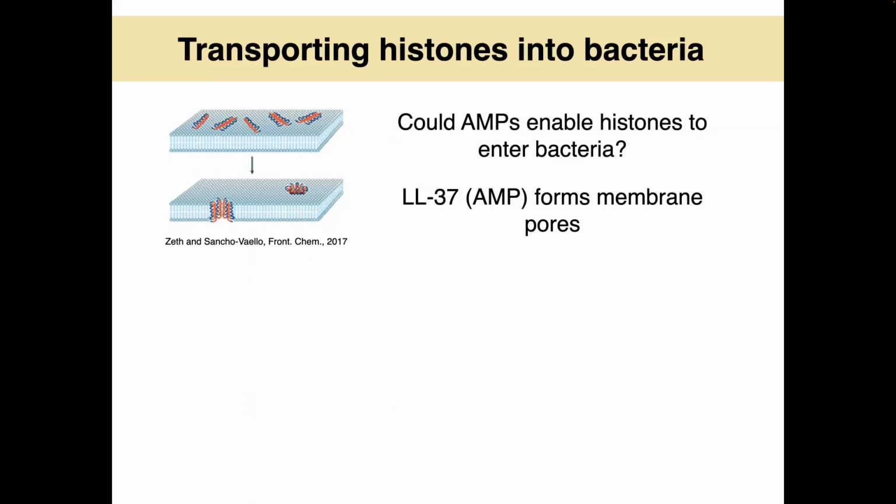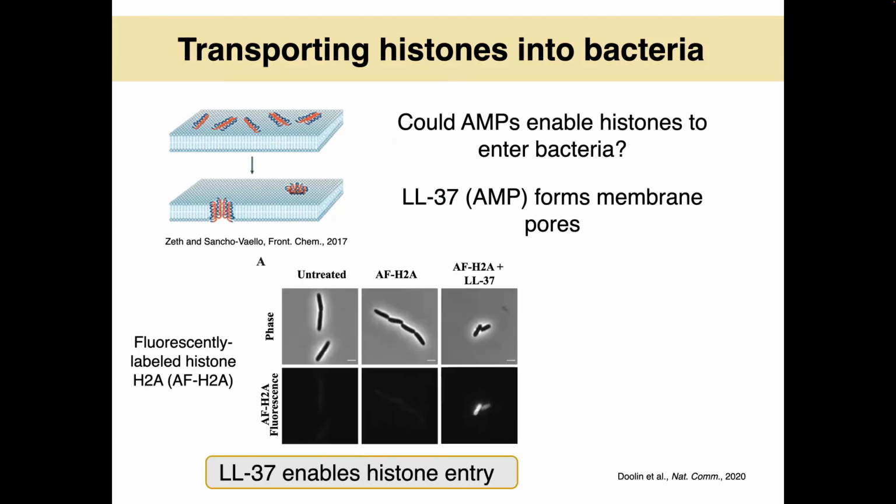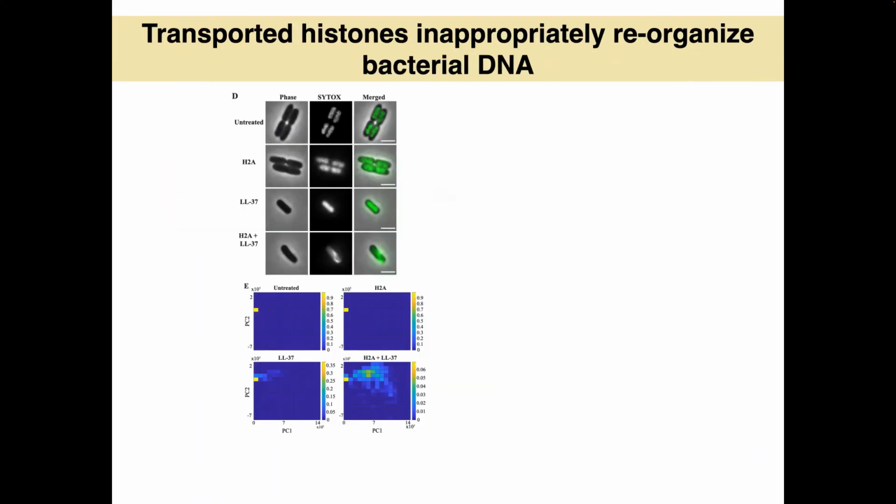We needed a way to get histones inside bacteria first. So we used antimicrobial peptides, which are also produced in neutrophils. One particular antimicrobial peptide is LL-37, and it forms really nice pores inside the bacterial membrane. What we found was that if you combined this pore former with histones, the histones could get inside the bacteria really well. Here we're looking at fluorescence of histones.